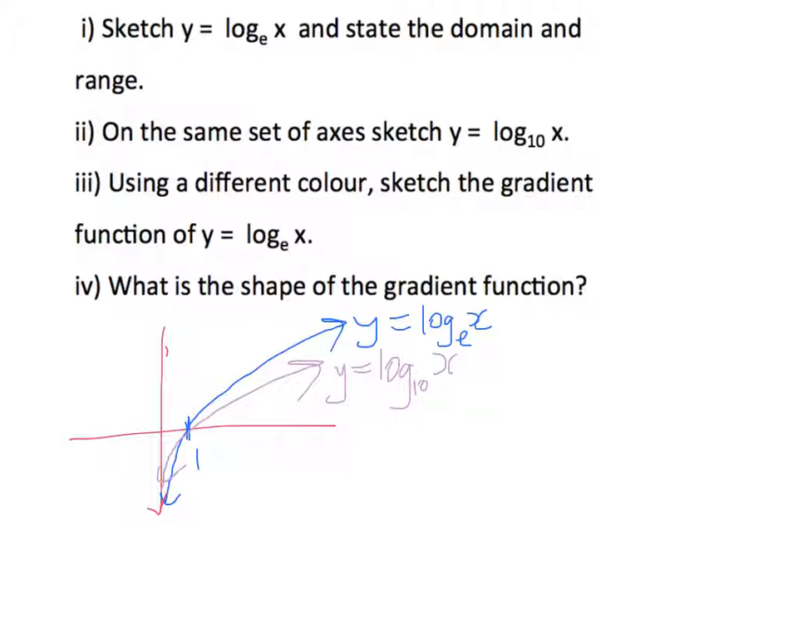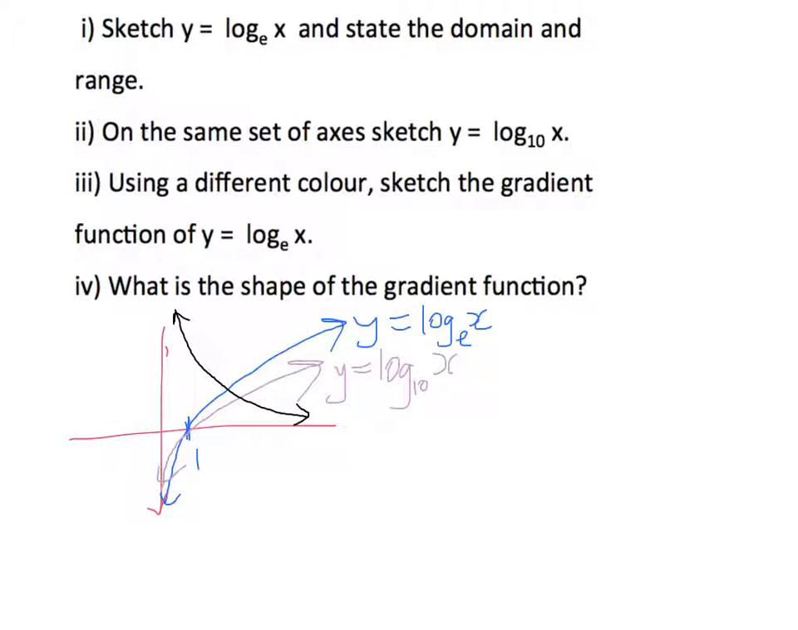Using a different colour, sketch the gradient function. Remember we've done a little bit on gradient functions now. The gradient function is the first derivative, and here it's the gradient function of log of x base e. You can see this gradient the whole way is positive. It is very steep right here, and as x approaches infinity it's still positive but getting less steep. So our gradient function is going to be above the x-axis, positive the whole time, starting off steep and getting less steep. It's going to look something like this.